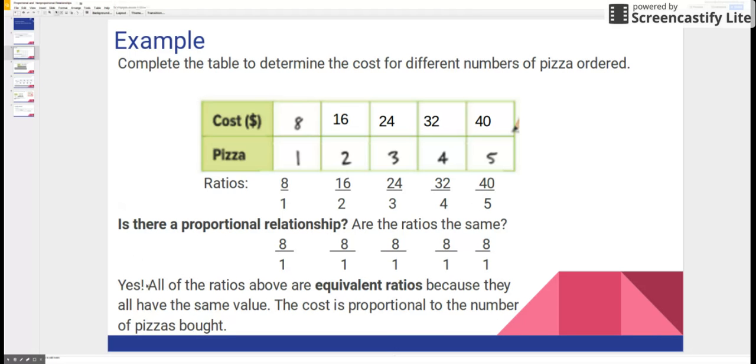So, is there a proportional relationship? Yes. All of the ratios above are equivalent ratios. New vocabulary word, equivalent ratios, because they all have the same value. The cost is proportional to the number of pizzas bought.